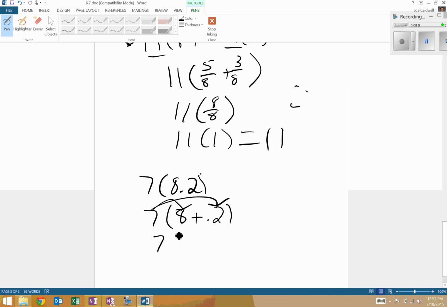So 7 times 8 plus 7 times 0.2, so we get 56 plus 7 times 2 is 14, but we have 1 decimal place, so it's 1.4. So pretty easy numbers to work with. So we're going to have 57.4.